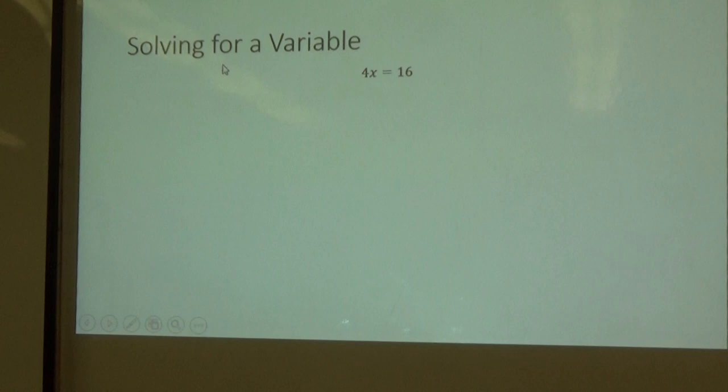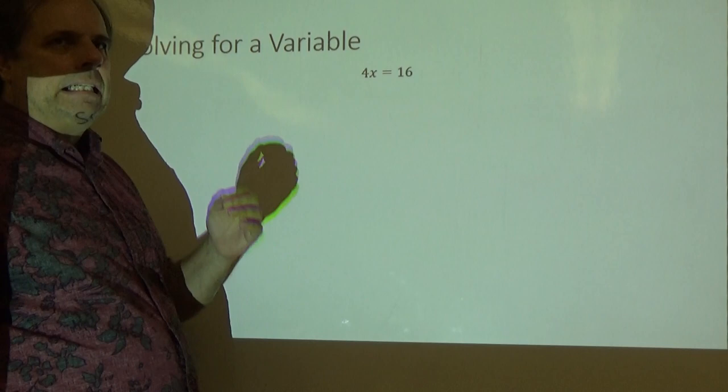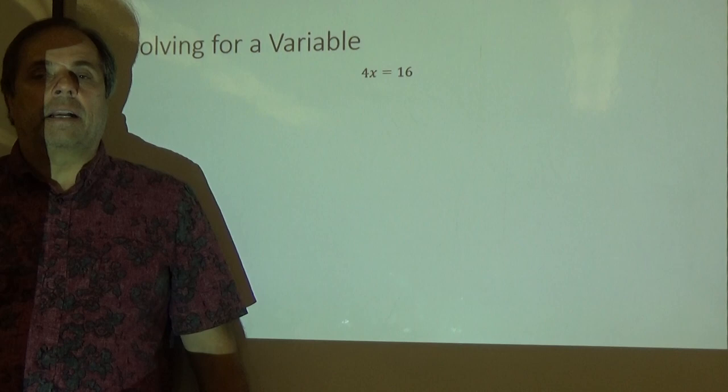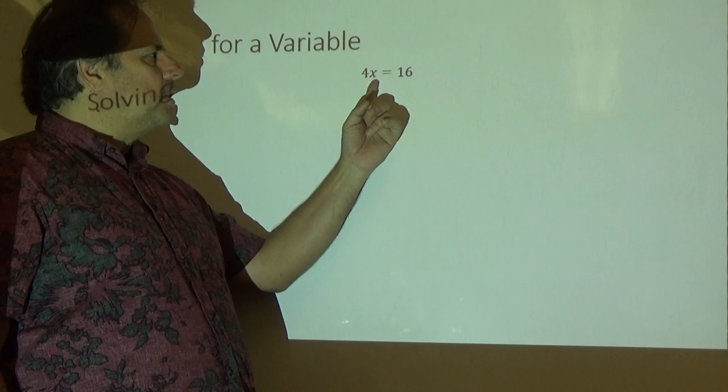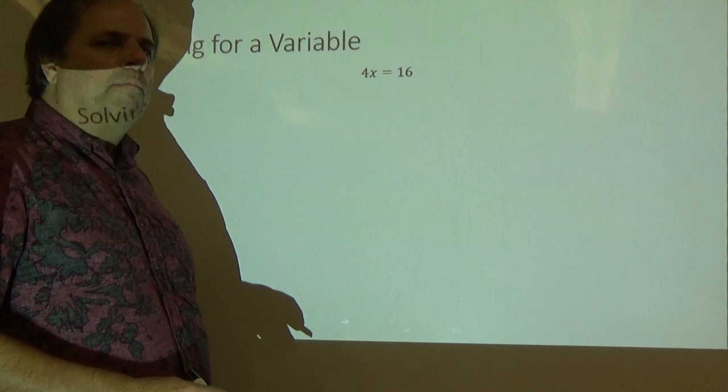So let's solve for a variable. 4x equals 16. Well, what is my variable in this one? It's x, right? I'm going to get x by itself, but it's multiplied by 4. This is 4 times x. How do I get rid of something that's multiplied? What's the inverse operation of multiplication? It is division.